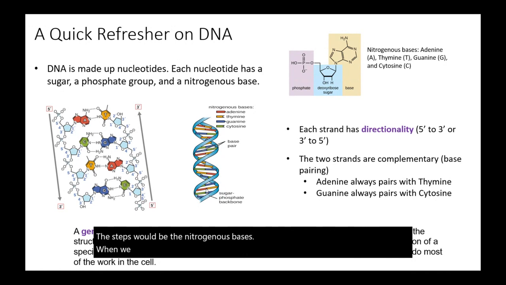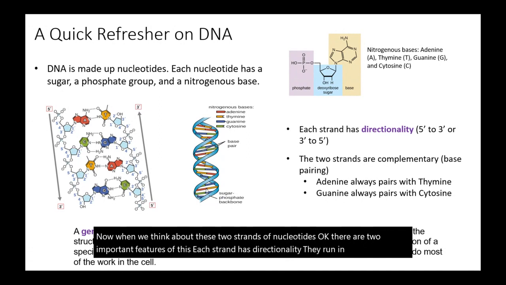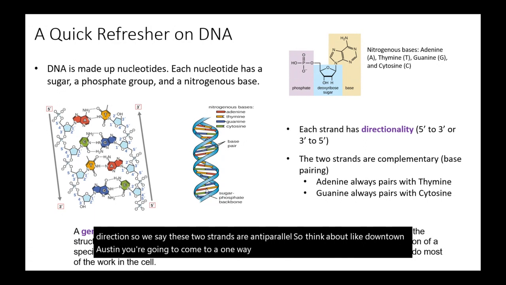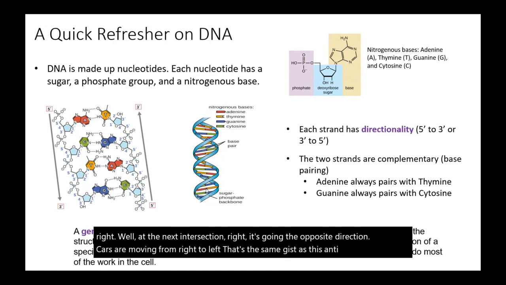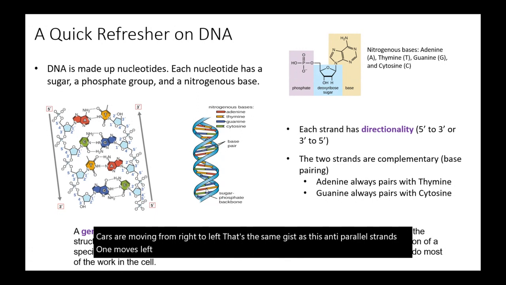Now, when we think about these 2 strands of nucleotides, there are 2 important features of this. Each strand has directionality. They run in opposite directions. So we say these 2 strands are anti-parallel. So think about like downtown Austin. You're going to come to a one-way road where you're driving from left to right. Well, at the next intersection, it's going the opposite direction. Cars are moving from right to left. That's the same gist as these anti-parallel strands. One moves left to right, the other right to left.